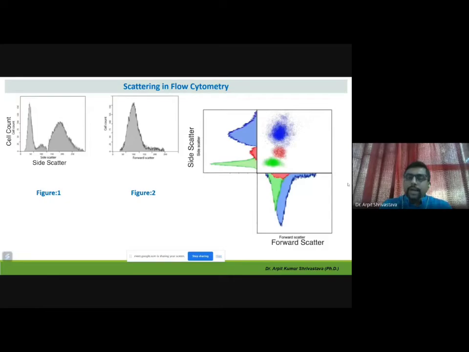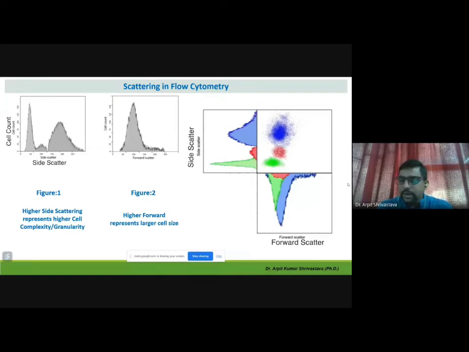Once these are combined, side scatter and forward scatter, then only we can get some important or valuable result. These results individually do not make any sense. How? Higher side scattering represents higher cell complexity or higher granularity. Similarly, higher forward scattering represents the larger size. So when these two scatters are combined, we can derive results.